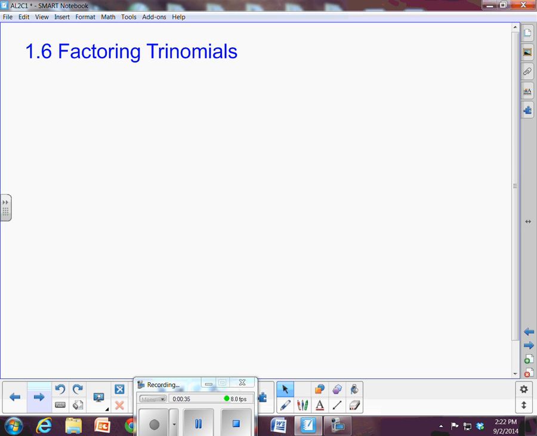Now remember, because this is a video, you can pause it at any time you please. Take advantage of that. Pause the video, see if you can think of the next step. Restart the video, okay? Take advantage of that. You can also rewind if the need is there, but some basic concepts of factoring trinomials.